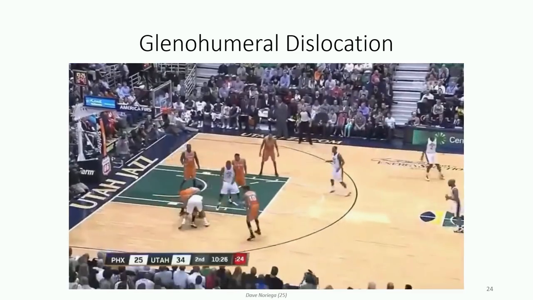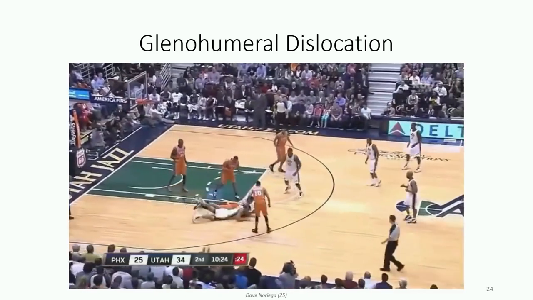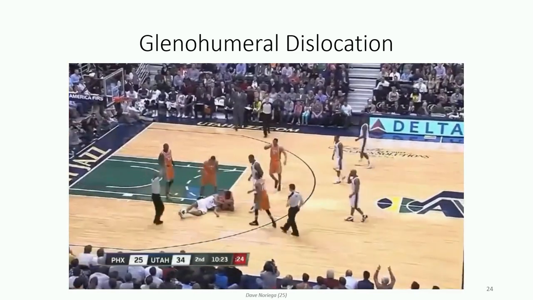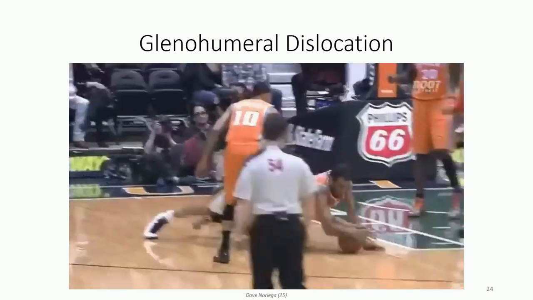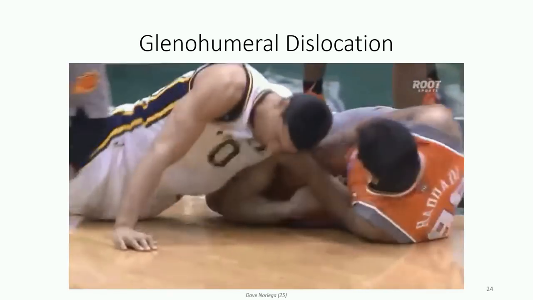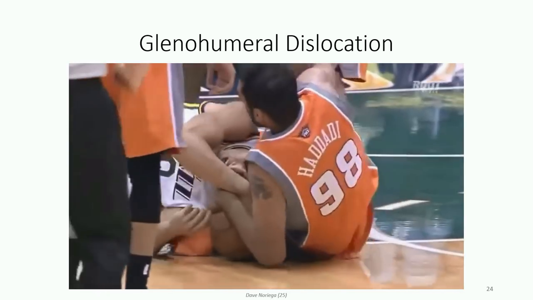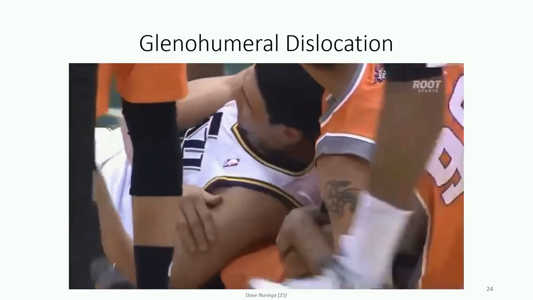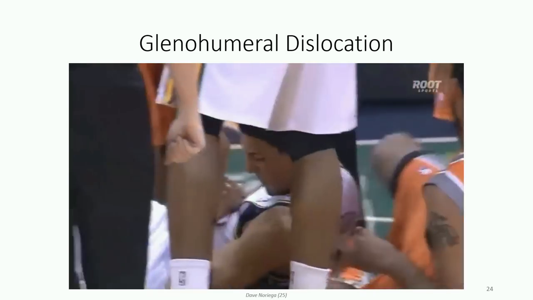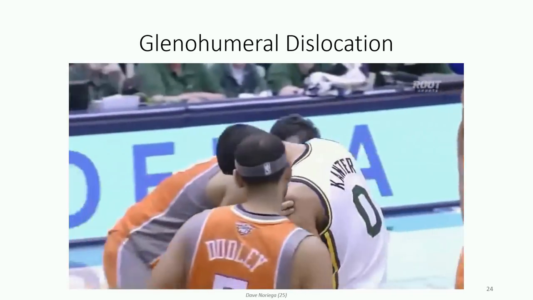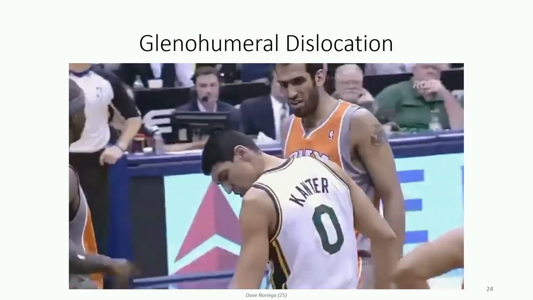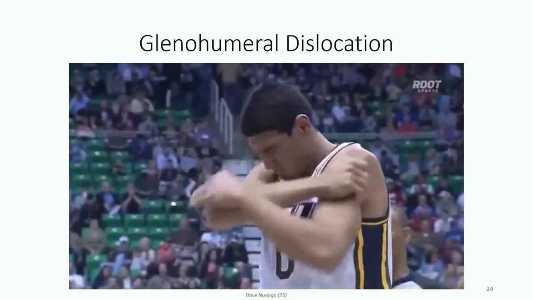True shoulder dislocations at the glenohumeral joint are fairly common due to the laxity of the joint capsule. It typically results from an anteriorly directed force to the back of the proximal portion of the humerus, often when the shoulder is in an abducted or an extended position. This results in an antero-inferior dislocation of the humeral head relative to the glenoid fossa.